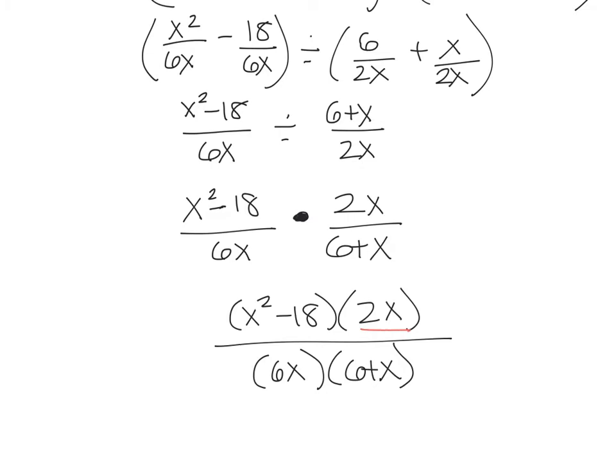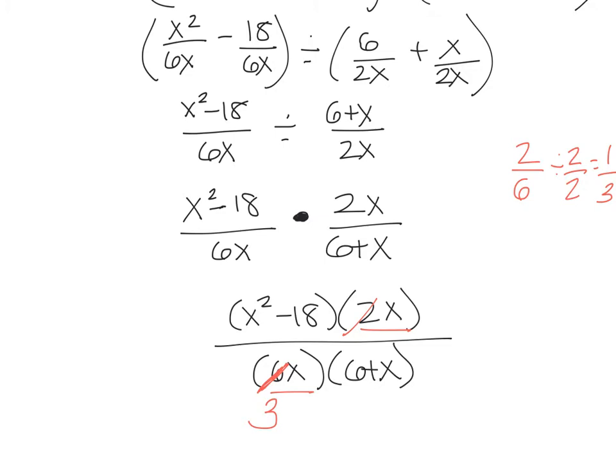Here I have a 2x and a 6x. The 2 and the 6 don't cancel out, but they can be reduced. If we look at this fraction 2 over 6, I can divide both of these evenly by 2. So it leaves me with a 1 on top and a 3 on the bottom. So I'm going to cancel out that 6 and rewrite a 3 there.